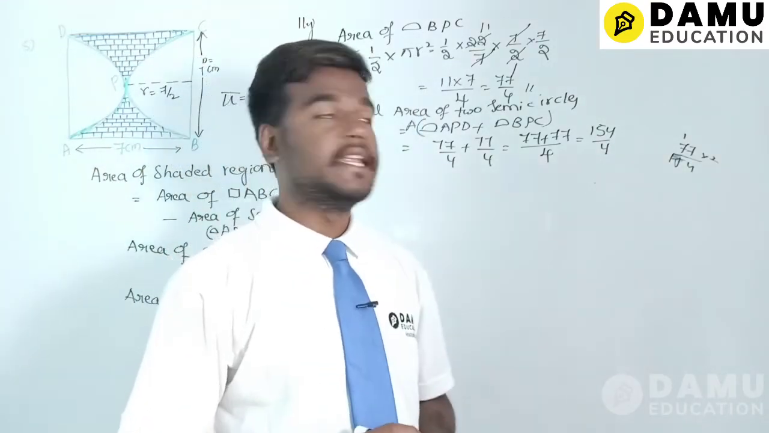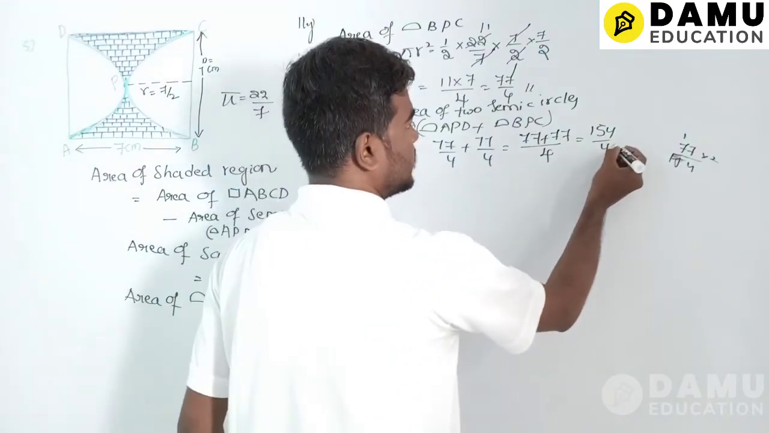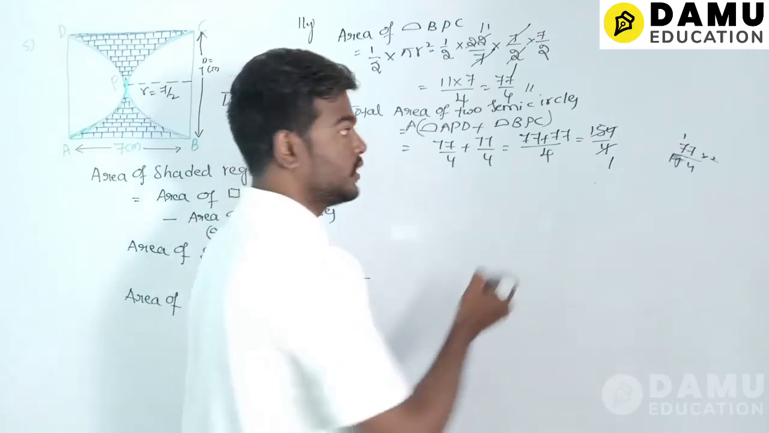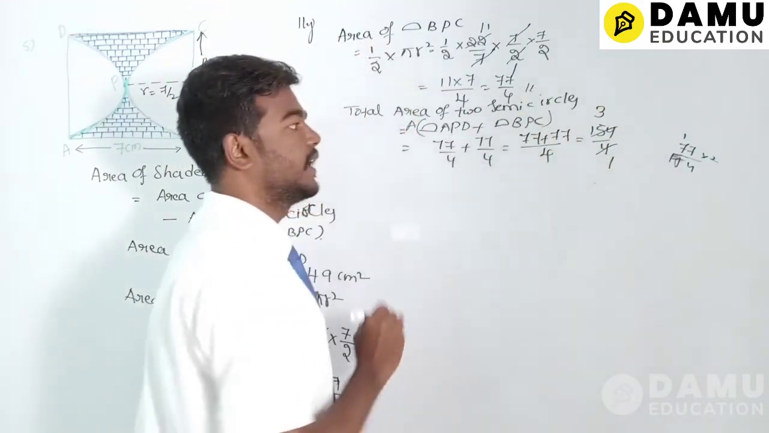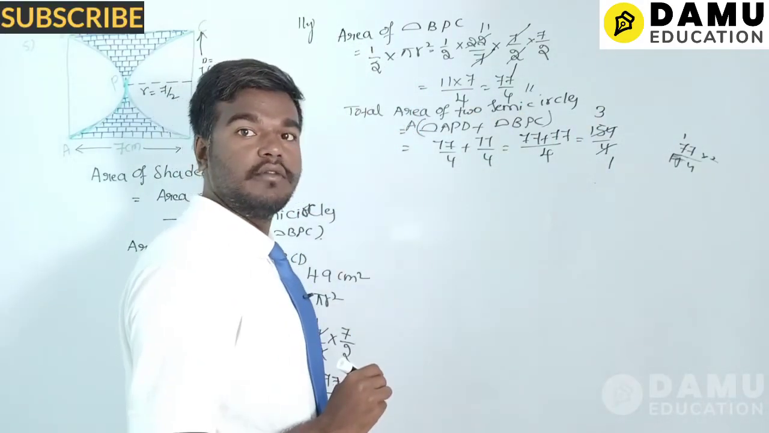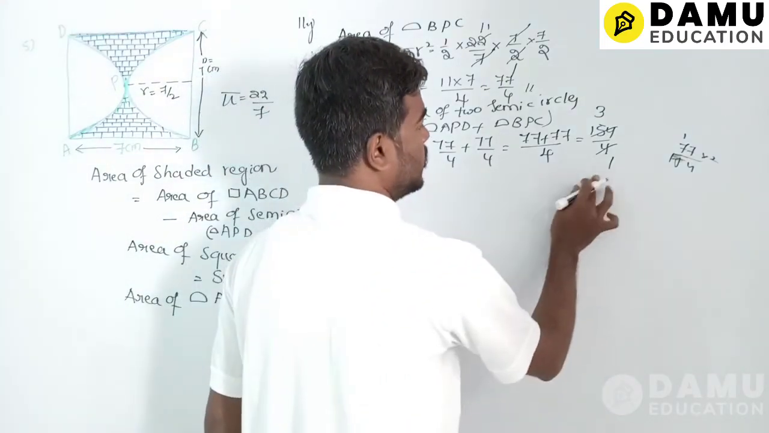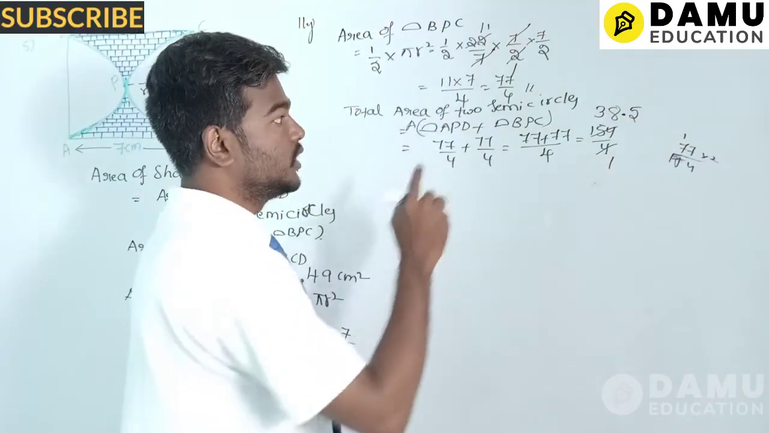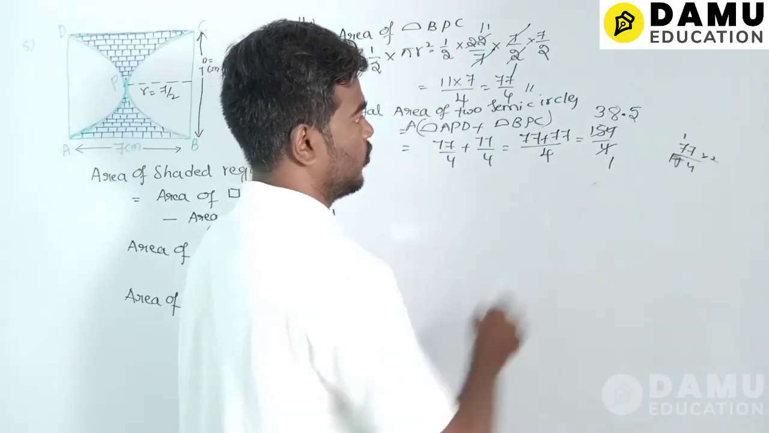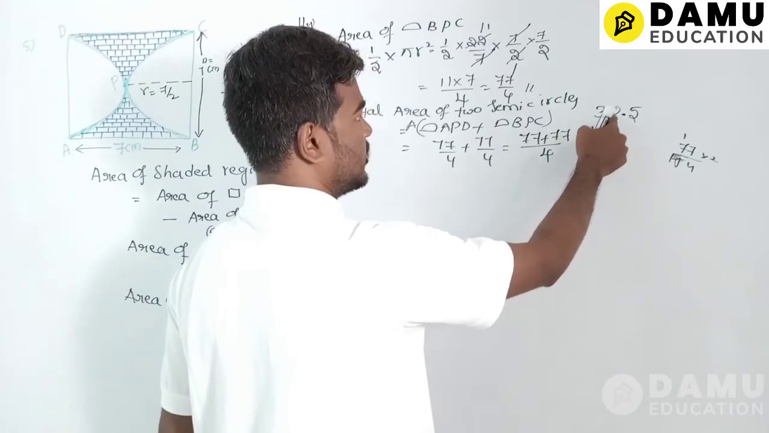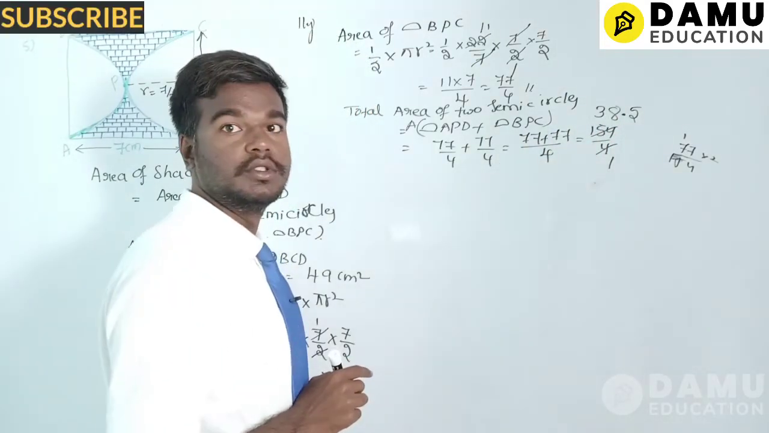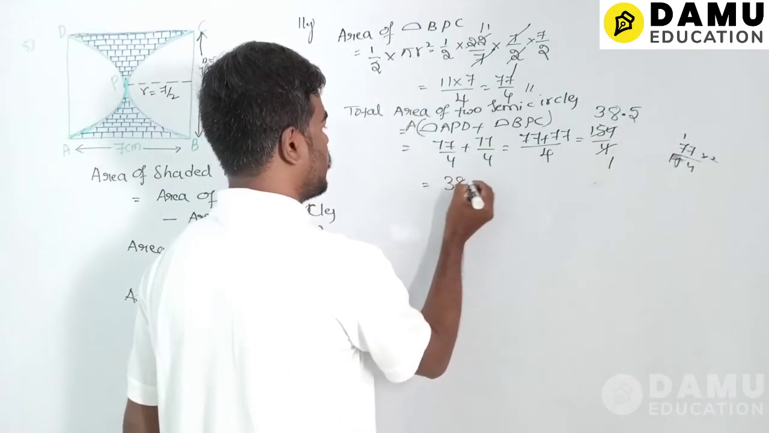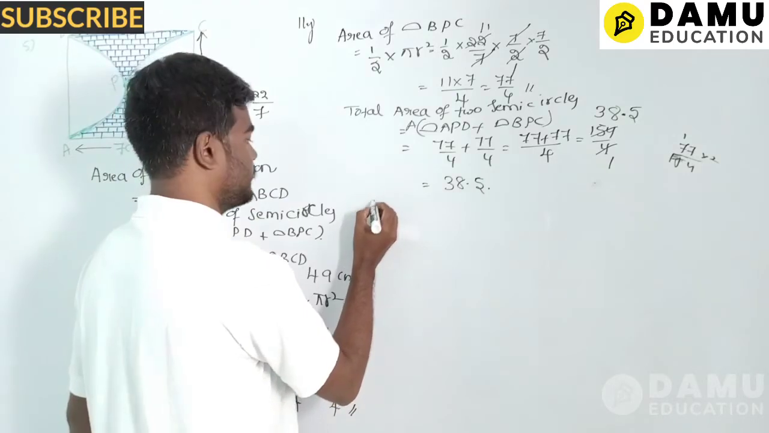Now let's divide this. 4 threes are 12, 4 fours are 16, 4 threes are 12. Again 12, so we get 38. 4 fives are 20. So 38.5 is the value. Then what is the area of the shaded region?